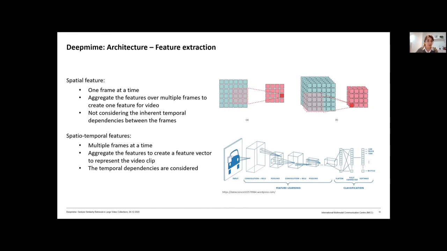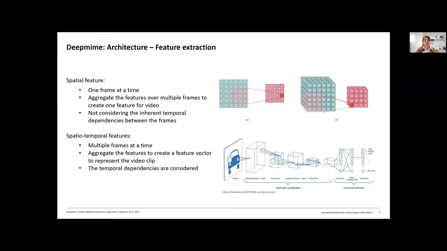There are the spatial features, which take each frame into account at each time and extract a representation of that feature that is understandable for the machine, which is a vector at the end. And all of these individual features that are extracted from each frame are aggregated at the end and create one feature vector to be used for the search.